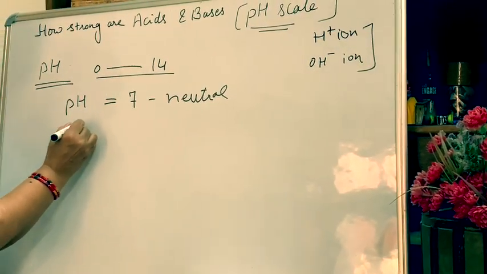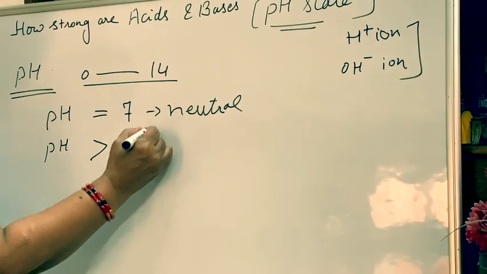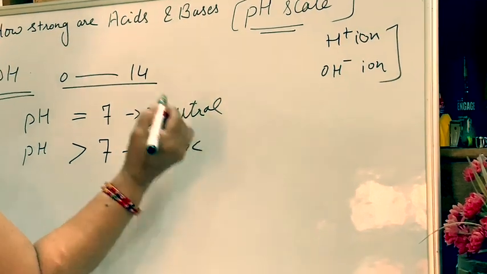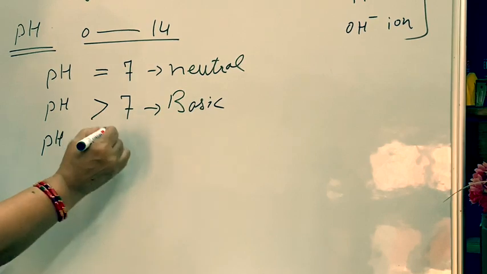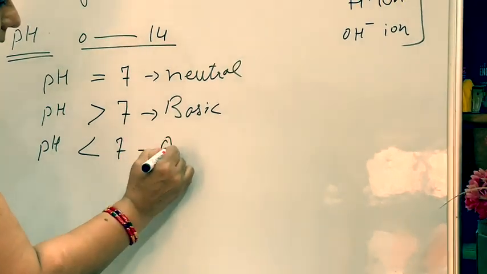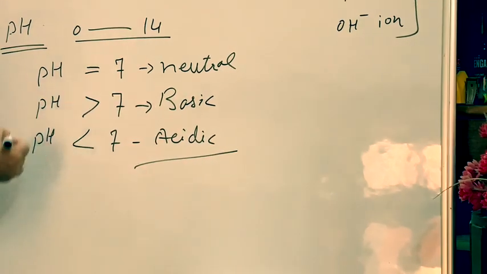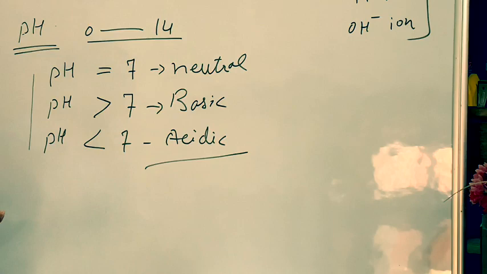A substance which has pH greater than 7 will be basic in nature, and a substance which has pH less than 7 will be acidic.